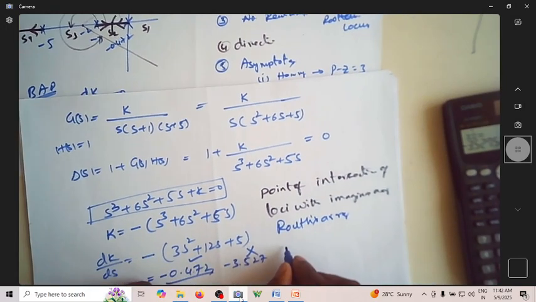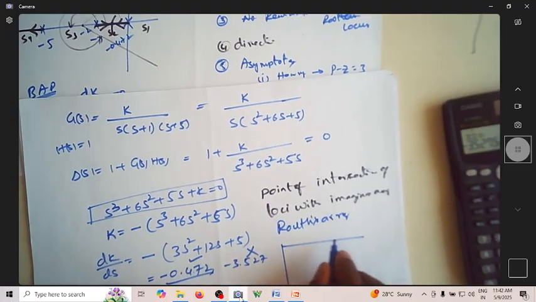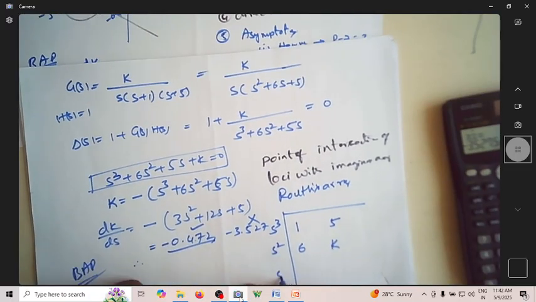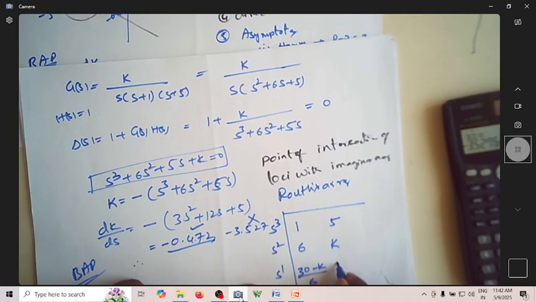So how do we write the Routh array? You have this equation. So it is s cubed, s squared, with entries 1, 5 and 6k. Next is s to the power 1, with entry (30 minus k) by 6. Then s to the power 0, with entry k.